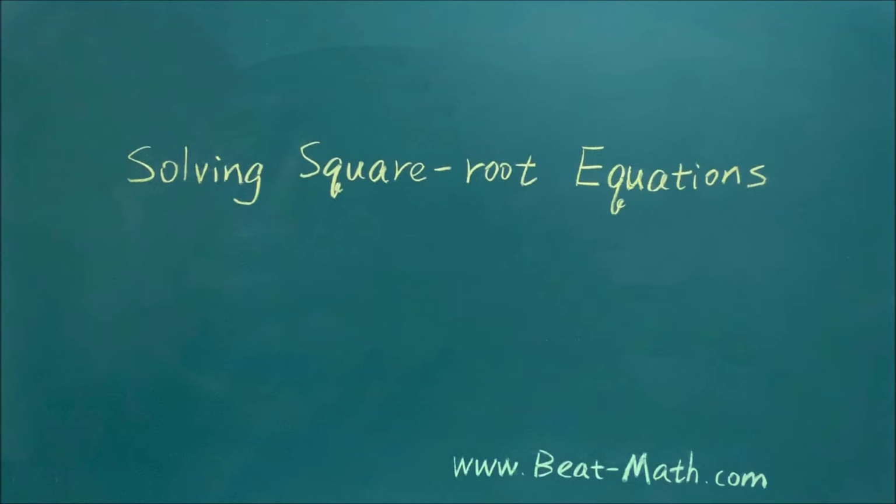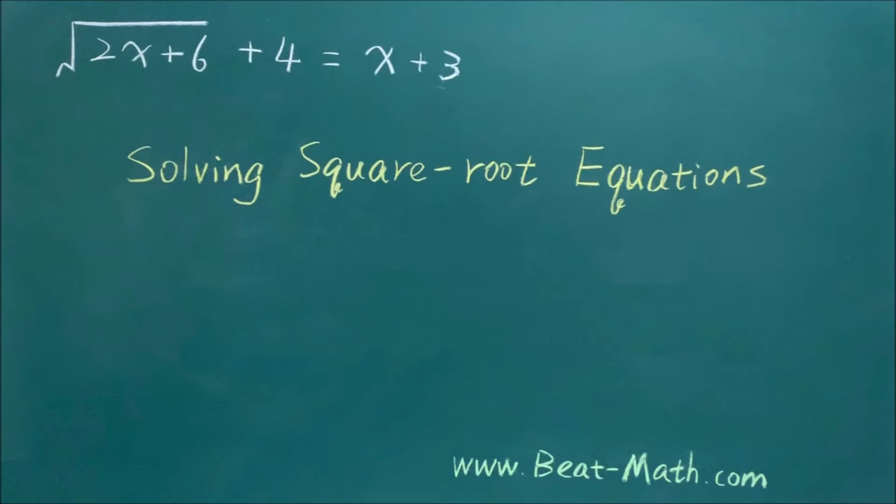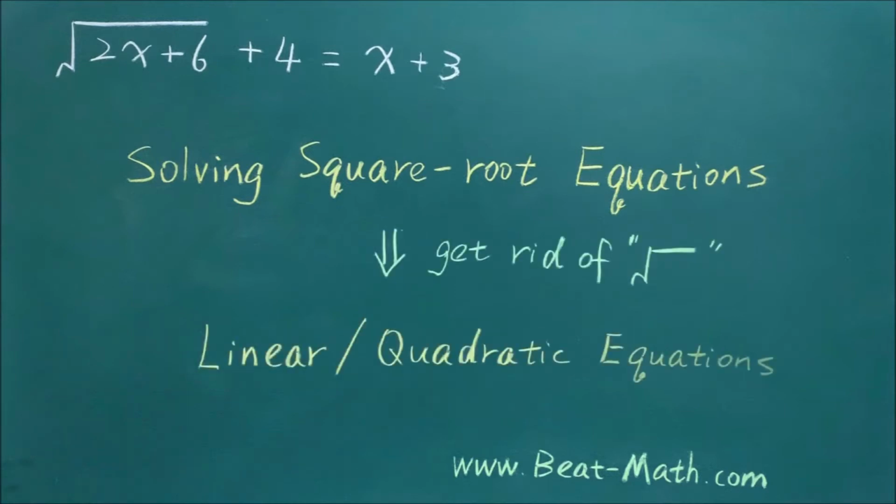Let's get into it. Look at this equation. Square root of 2x plus 6, plus 4, equals x plus 3. What is the solution set of the equation? We already learned how to solve linear equations and quadratic equations. If we get rid of the square root, we can solve it. But how?